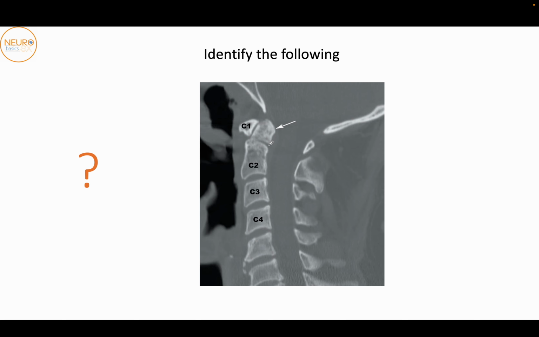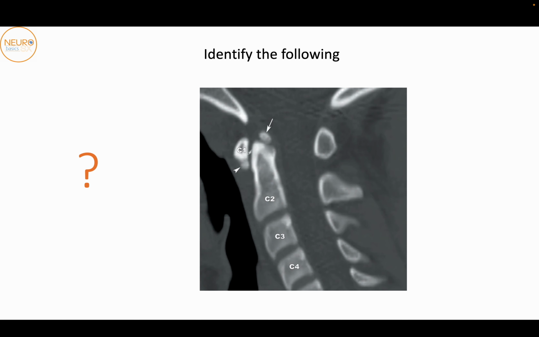Okay, so we can see this discontinuity between the apical segment of the dens and the basal segment of the dens. Okay, so this is an os odontoideum. On the other hand, what is this anomaly? Okay, so this is an ossiculum terminale.